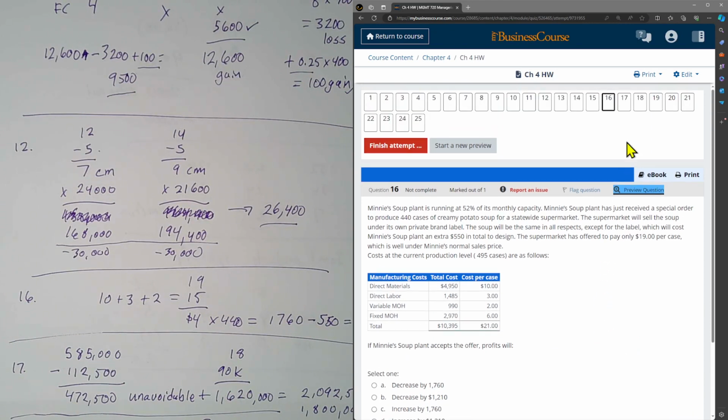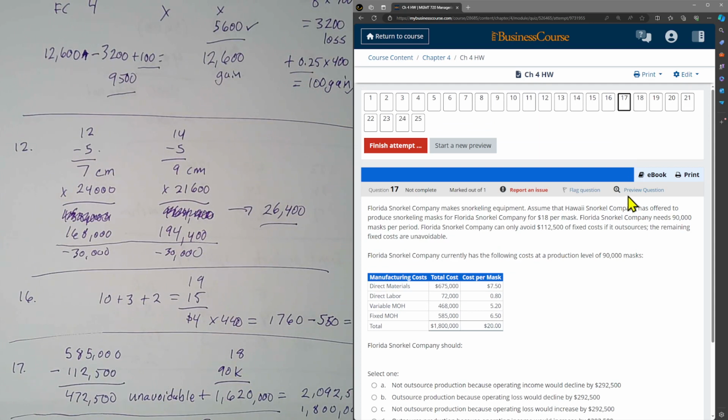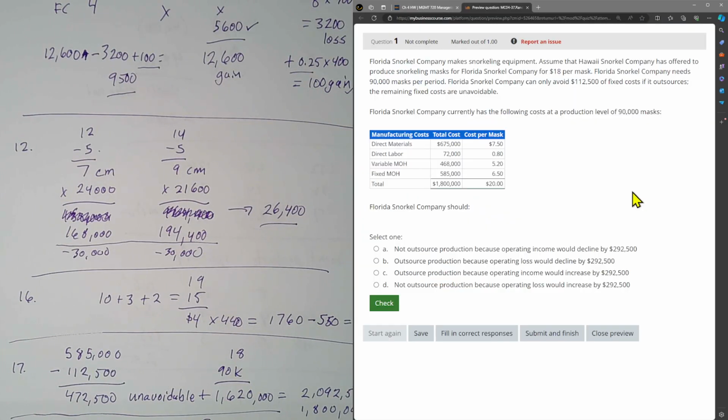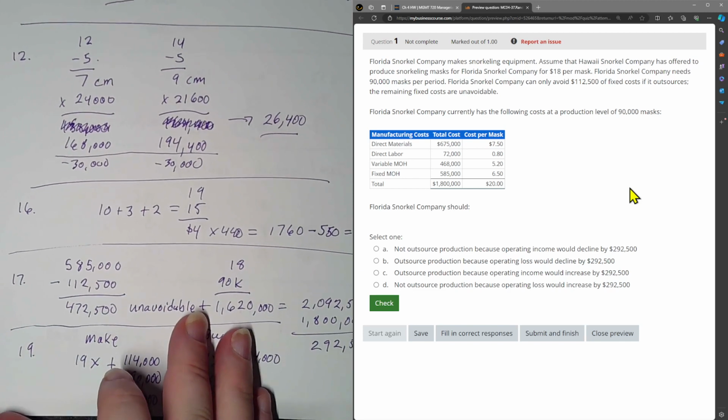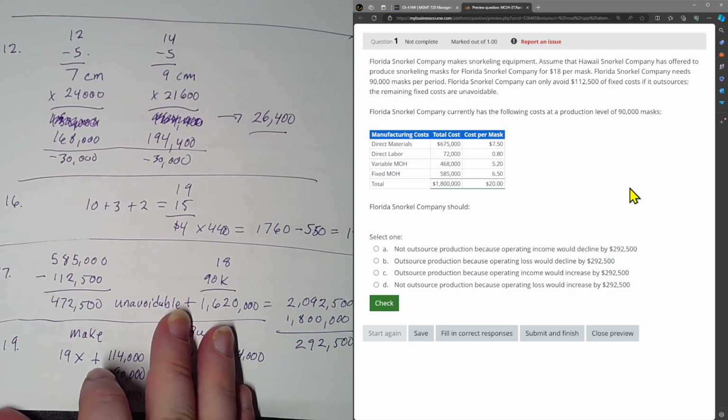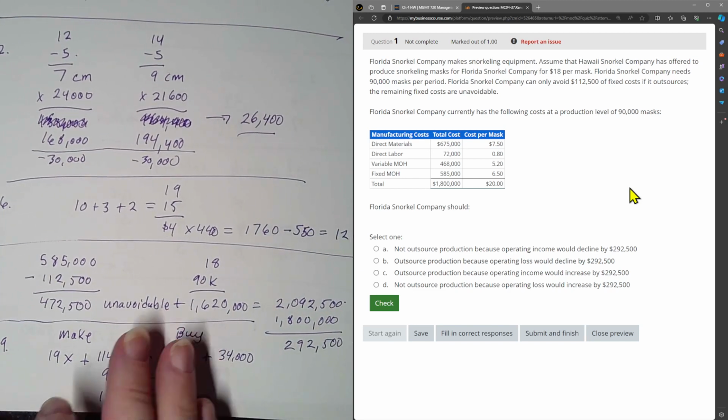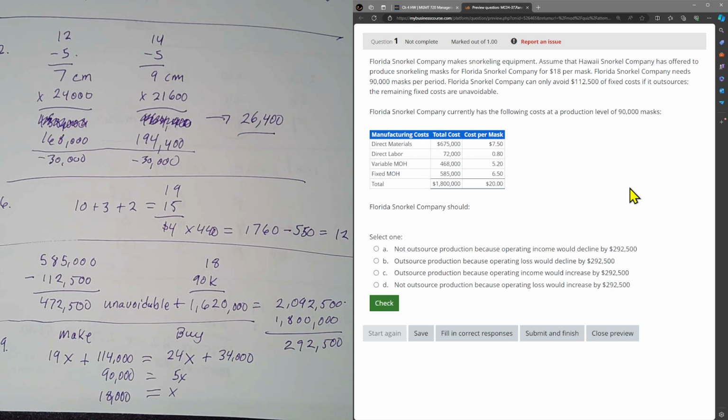Number 17. Let's see. This one is a make or buy. Let me get this position here so all the numbers are on the screen. We make snorkels at a cost of $20. Someone has offered to sell it to us at $18 per mask, and we need 90,000.